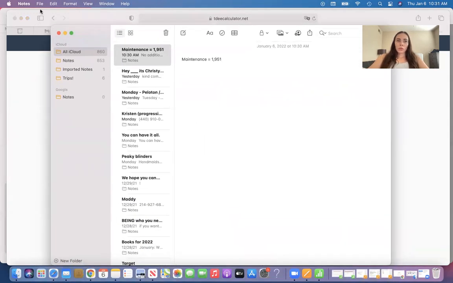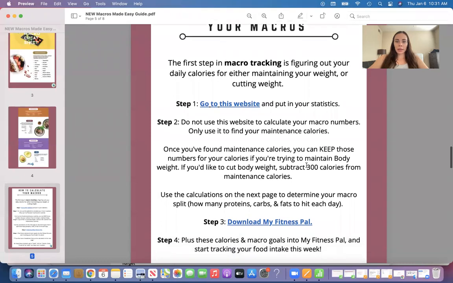So if we go back to the guide, if we are trying to subtract calories in order to lose weight, we need to do that from our maintenance calories. So if you'd like to cut body weight, subtract 300 calories from maintenance. This is a number that I feel is a good starting point when cutting, right?